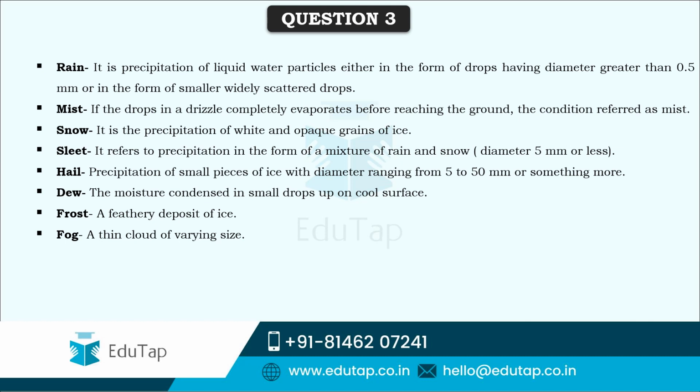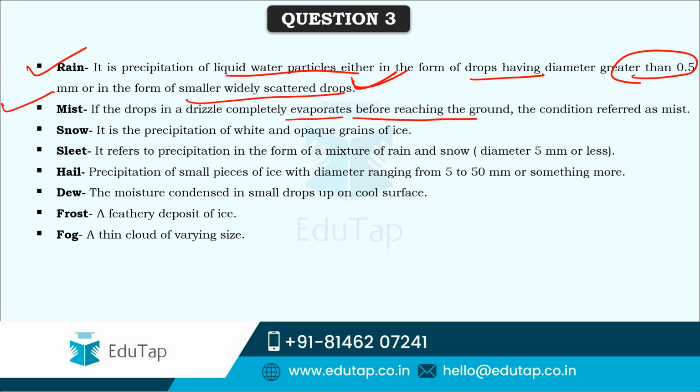As you can see, these are the various types of precipitation. Drizzle we have already seen. Rain is such a precipitation of liquid water particles which are either in the form of drops having diameter greater than 0.5 mm or in the form of smaller widely scattered drops but greater than 0.5 mm. Less than 0.5 mm, it would be drizzle. Mist. Mist is when the drops in a drizzle completely evaporate even before reaching the ground. That condition is referred to as mist.